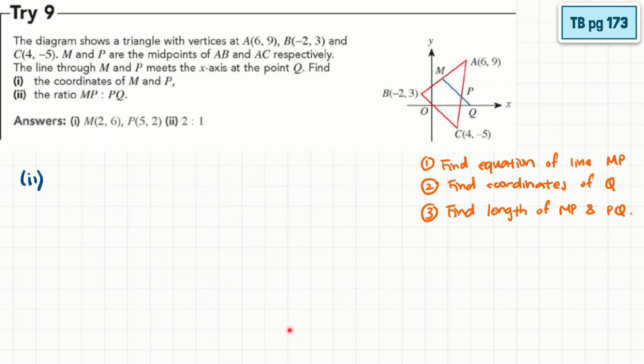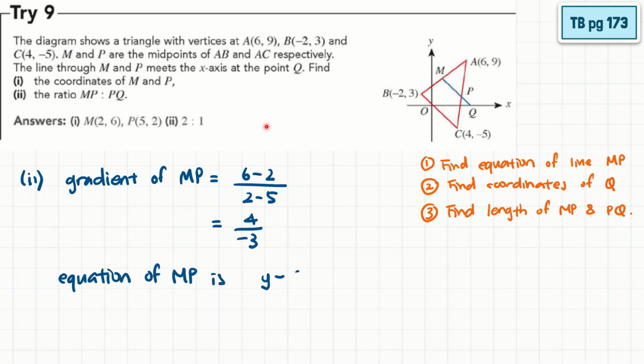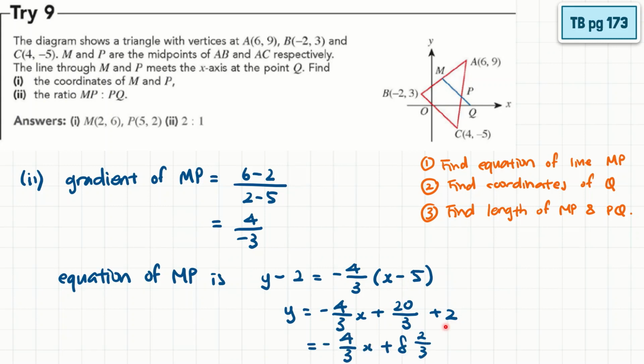Alright, so firstly, to find the equation of the line MP, I need to know the gradient of the line MP. I have the coordinates of M and P over here, which were found in part I already. So the gradient would actually be (6 minus 2) over (2 minus 5), which is 4 over negative 3. So the equation of MP will be y minus 2 equals negative 4 over 3 times (x minus 5). Okay, and this will simplify to this. I brought the negative over after doing the expansion. And hence my equation of MP would be y equals negative 4 over 3 x plus 8 and 2/3.